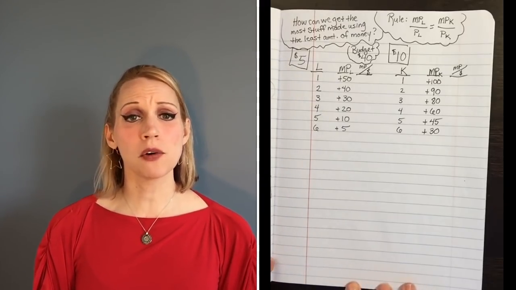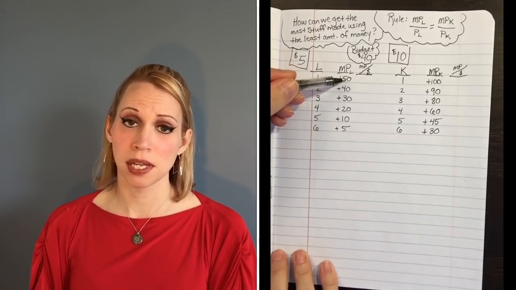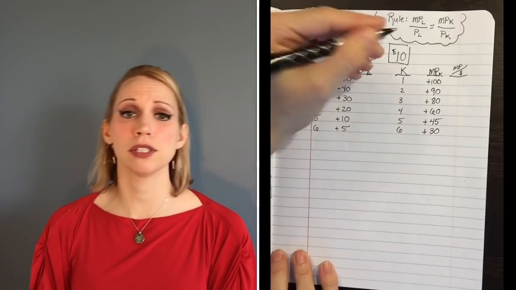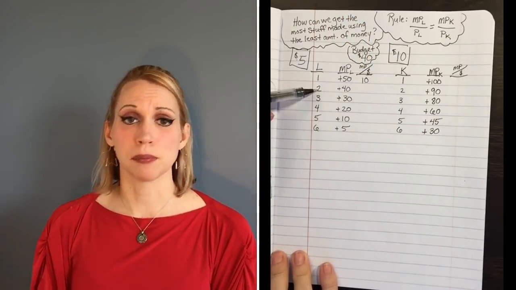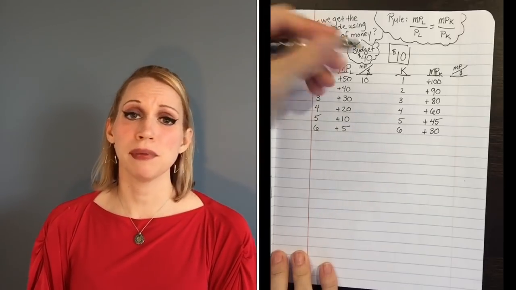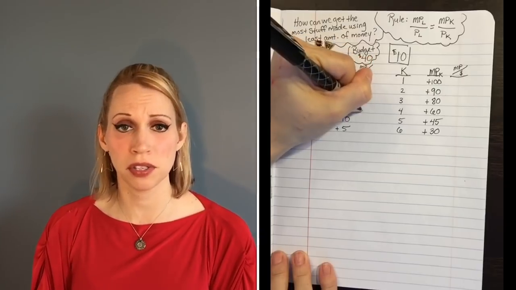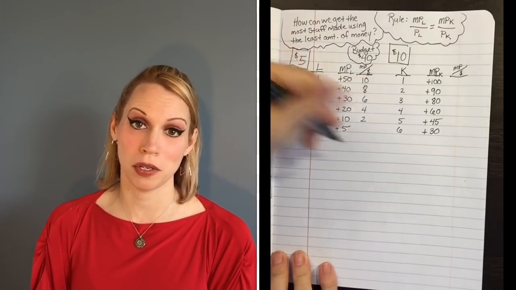So when we look at our workers, we see that our first worker can make an extra 50 units. And we're paying that worker $5, so that worker is making 10 units per dollar. The second worker is making 8 units per dollar. The third worker is making 6 units per dollar. The fourth worker is making 4 units per dollar. The fifth worker is making 2 units per dollar. And the sixth worker is making 1 unit per dollar.